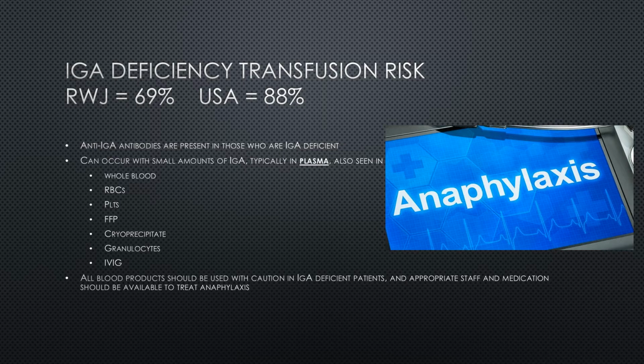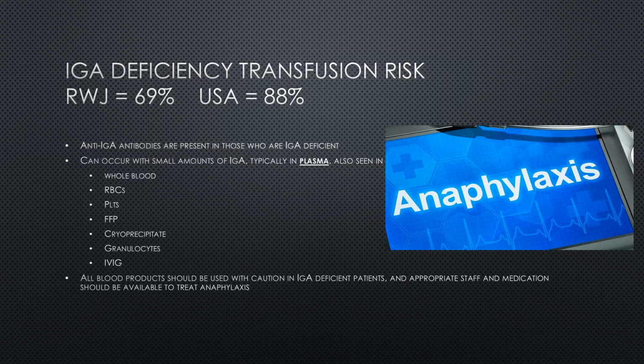All right, the next keyword that we have is IgA deficiency and transfusion risk. In folks who are IgA deficient, these people often develop anti-IgA antibodies that are present in the plasma. A transfusion reaction can occur with exposure to relatively small amounts of IgA that are typically in the plasma. But we can also see this reaction with other types of blood products as well.